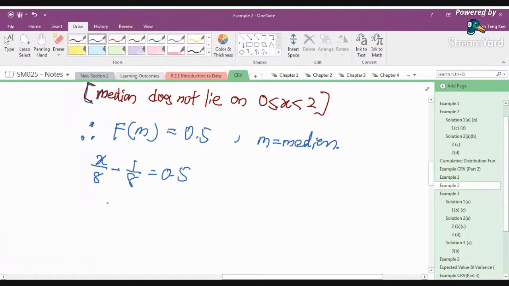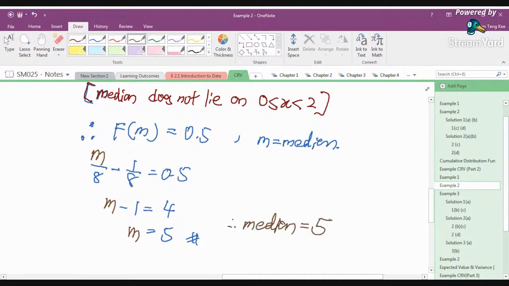By the time I multiply 8 on the whole thing, I find out x is equal to 5. Sorry, I made a mistake here. By right, it should not be x anymore. It should be m. So please take note, it should be m here. And this produces us the result that, therefore, the median is equal to 5. So this is how we solve example number 2 in continuous random variable.